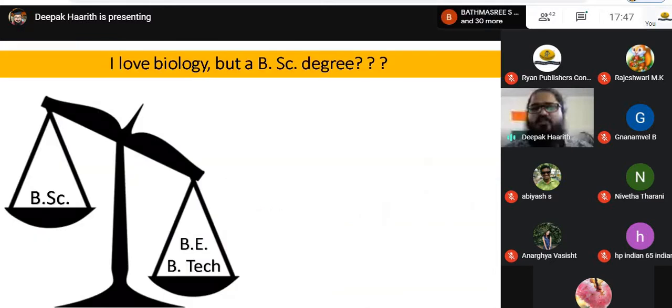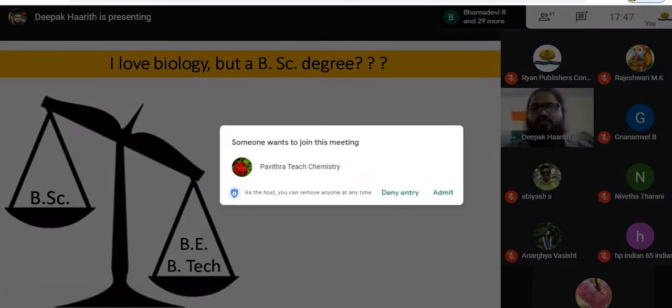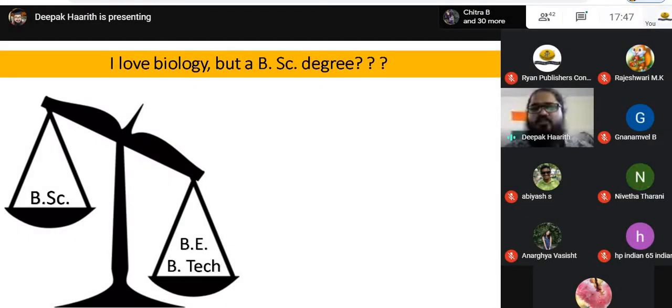So I do love biology, but why would I go and get a BSc degree when I can get a BE or a BTech? I have good scores, I have mugged and vomited all the data and information as required, and I've gotten enough marks to get anywhere I want. Why would I choose a BSc? It's not as heavy as a BE or BTech.